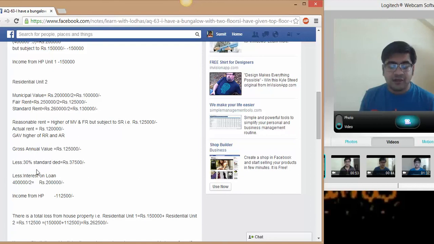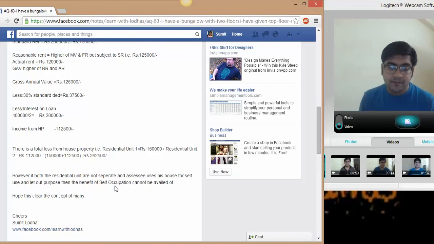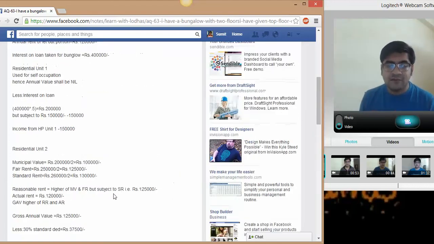Out of that you get the 30% standard deduction of 37,500, less interest on loan. Again, 4 lakh divided by 2 is 2 lakh rupees interest. In let out property there is no limit for interest; even if you have paid 10 lakh rupees interest, you can claim it as a deduction. So we claim 2 lakh rupees, and income under house property is again minus 1,12,500. The total loss you can claim under house property is 2,62,500 rupees. So we have solved this query.